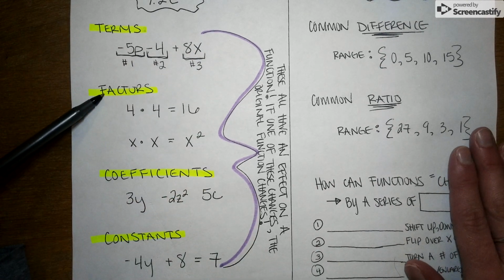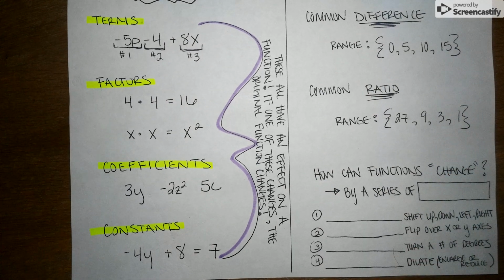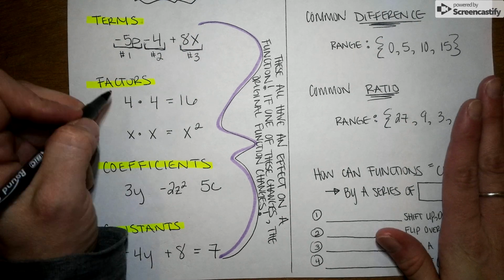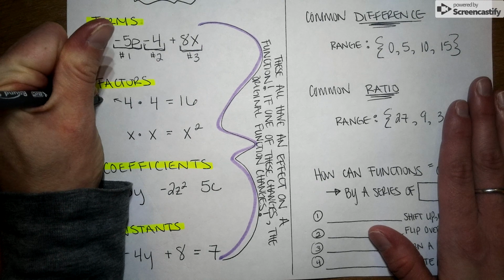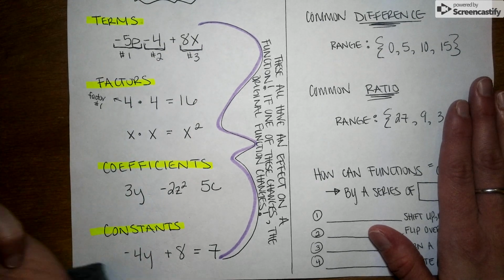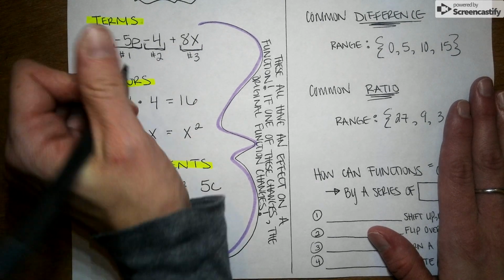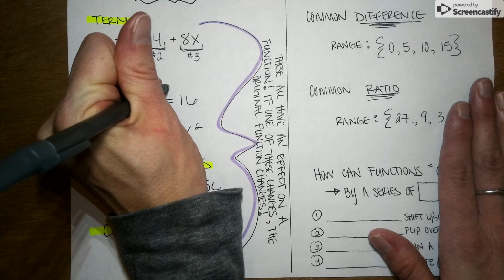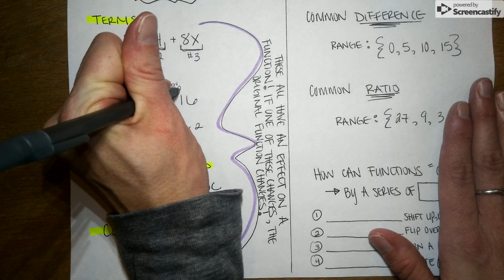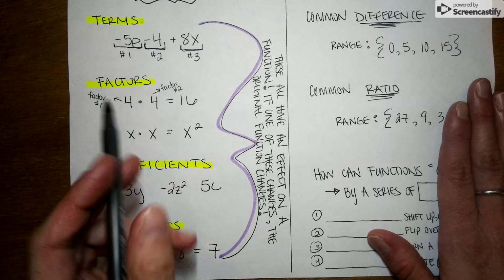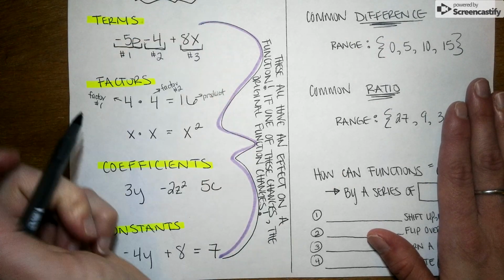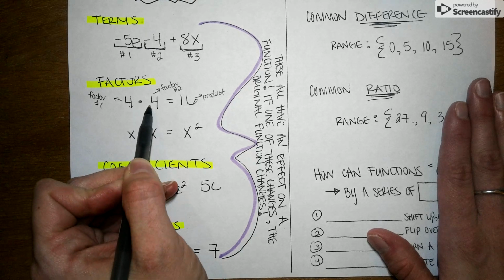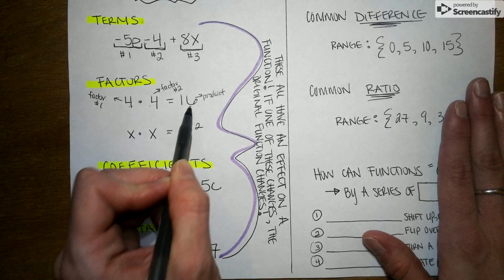Let's move on to the word factors. Factors are 2 numbers that, when I multiply them together, give me a product. For example, in the first one, this 4 is factor number 1. Then I'm multiplying by a second factor, so this is factor number 2, which finally gives me a product of 16. So factor number 1 times factor number 2 gives me a product.